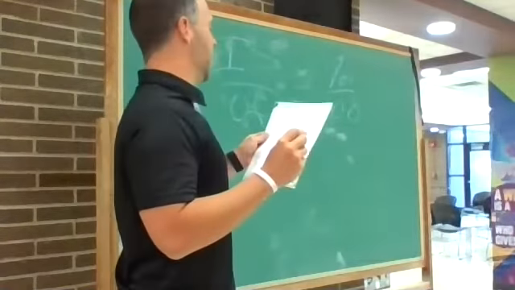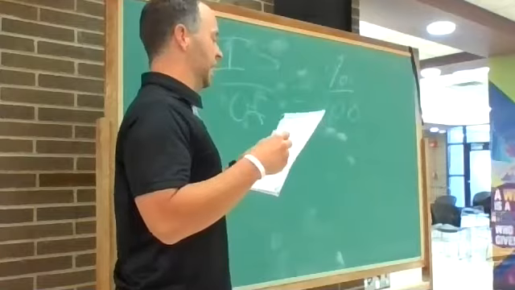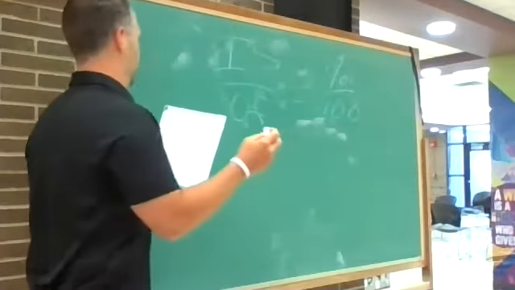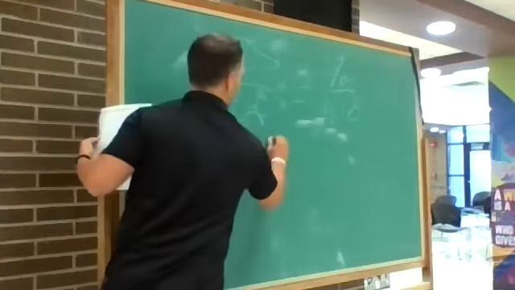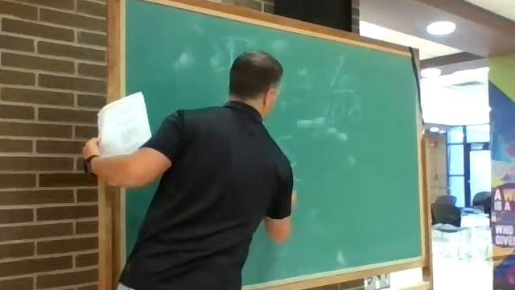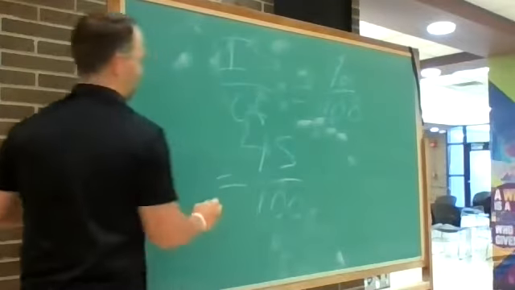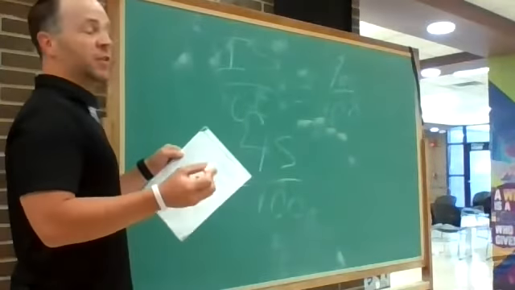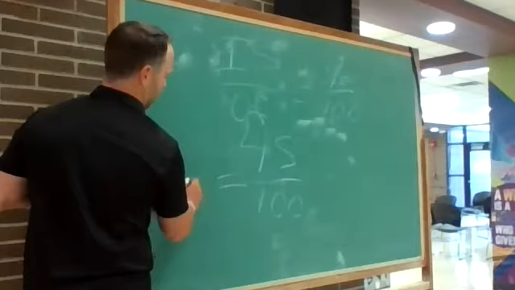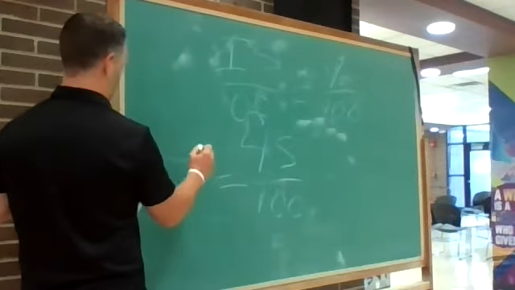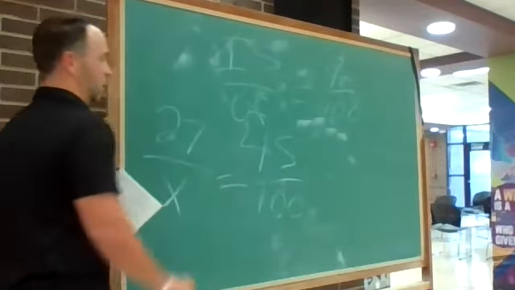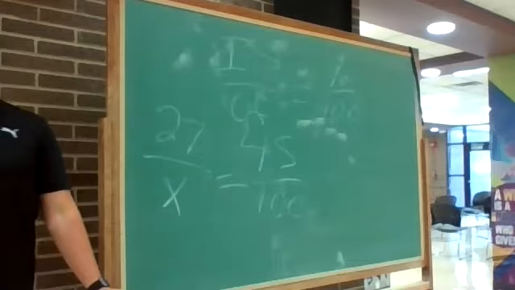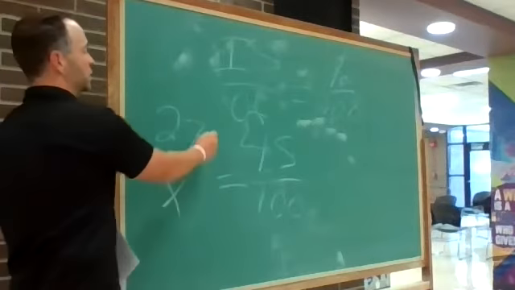So we have 45% of blank is 27. Okay, so if we want to set this up, 45, we'll go over 100. And it's down, what are we looking for? Of is what we're looking for. So of is blank. That'll be our x. The other number is 27. Okay. We cross multiply.